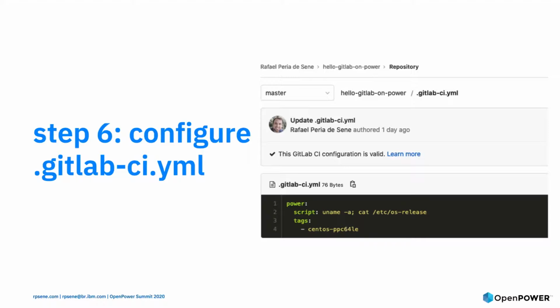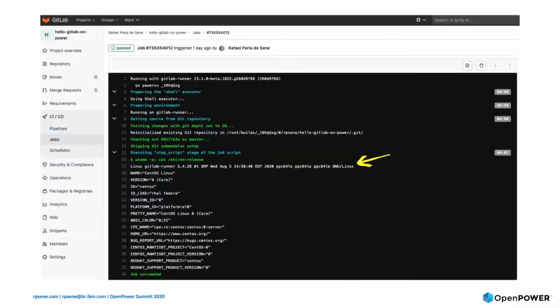This is a YAML file, and the difference here is that I set a tag which refers to my VM where I'm running the GitLab Runner, for instance. Once I do that, I can start building on Power from GitLab.